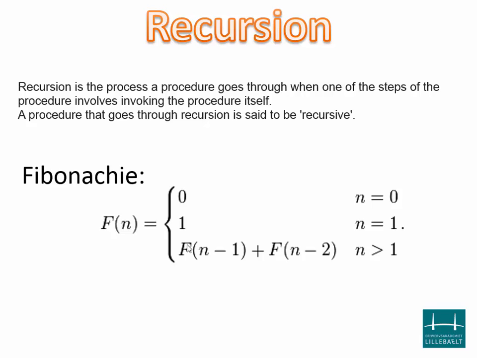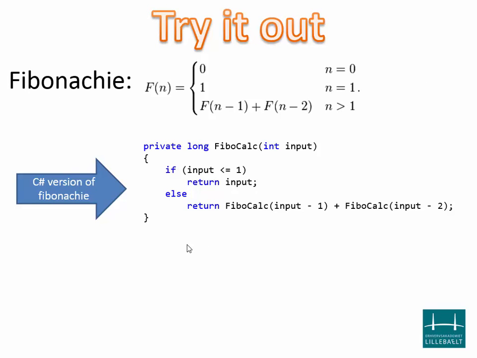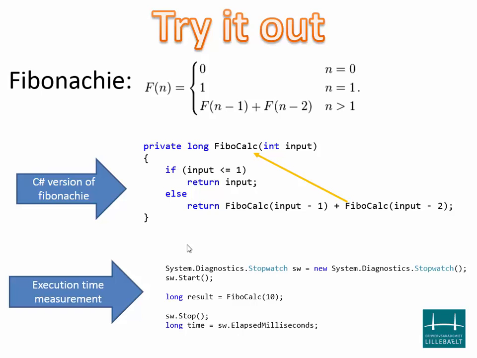This is quite elegant. So we can actually rewrite this in C# in a very elegant way. So we just call the method itself. And to look at the complexity, we could either look at how many times the method is calling itself, or we could simply calculate or measure the time it takes to execute it.